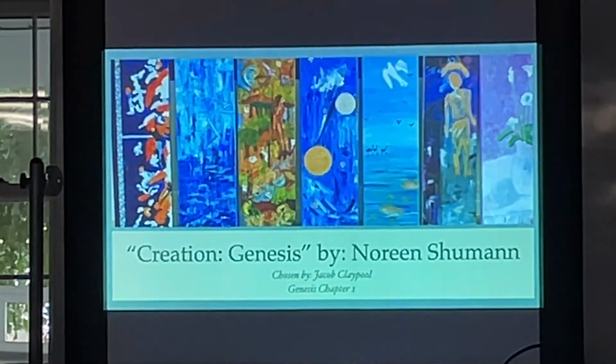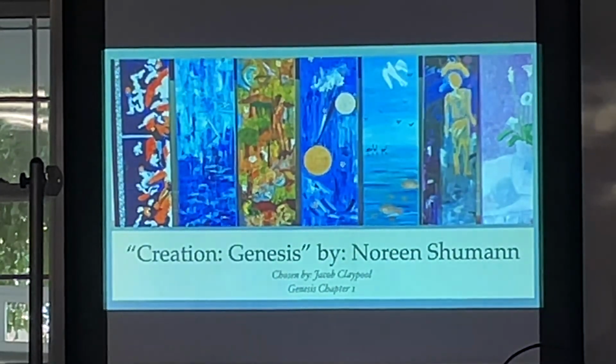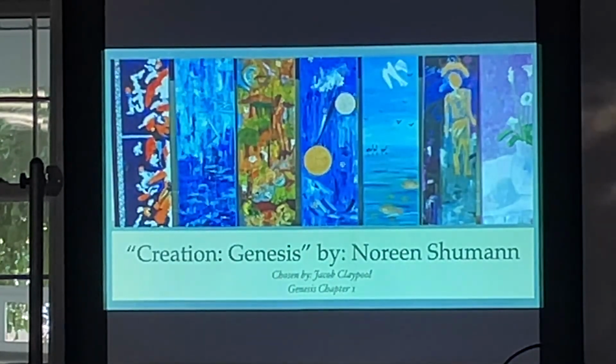I asked them to come up with the artist's name, where the work of art is, and the medium for that. Some of them didn't do that, so not all of that information is going to be with every picture. So for this one, by Noreen Schumann, the student only came up with the title, Creation Genesis. So what do you think? I like it. I do too.